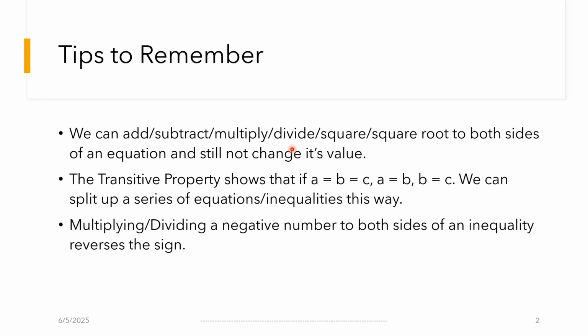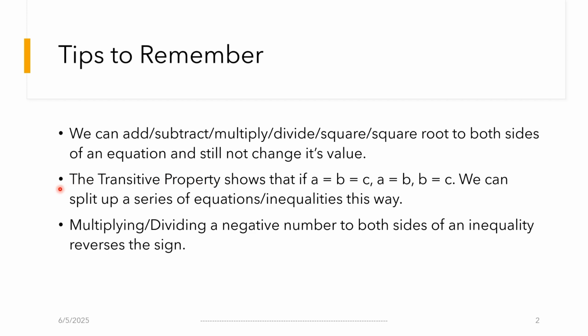And I'll be using that along with my problems. Now, the second tip is the transitive property, which shows that if A equals B equals C, or A is smaller than B which is smaller than C, then A equals B and B equals C, or A is smaller than B and B is smaller than C. Again, this works for both equations and inequality chains, so that will become very handy when we get to our problems.